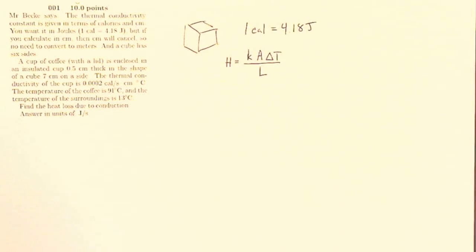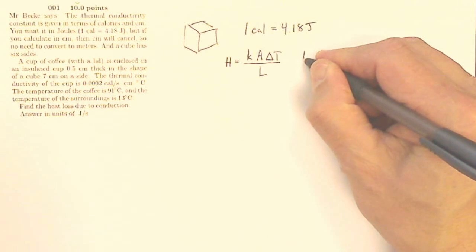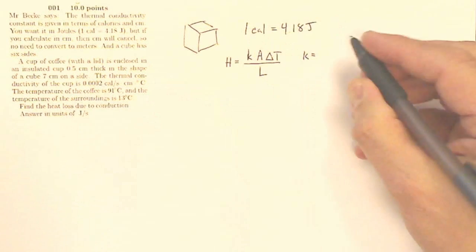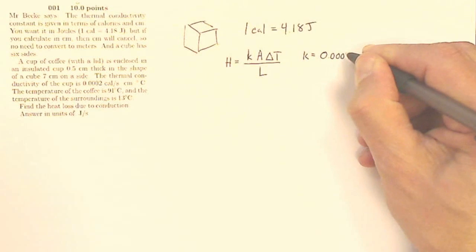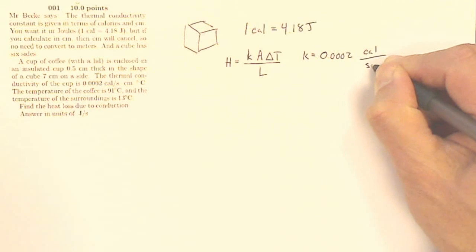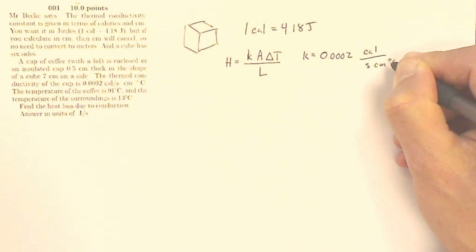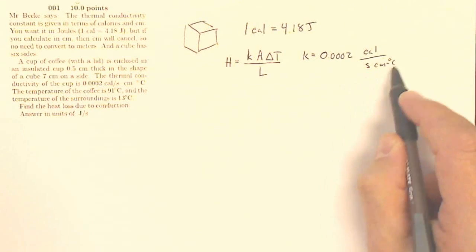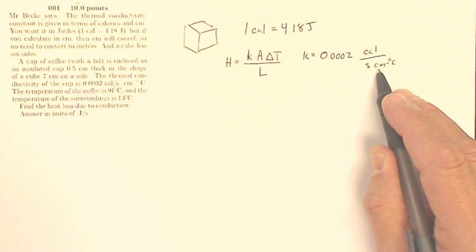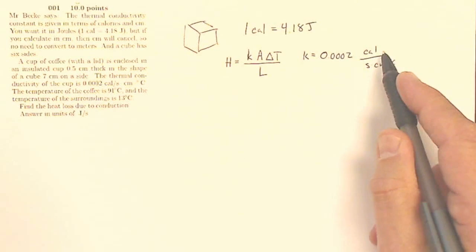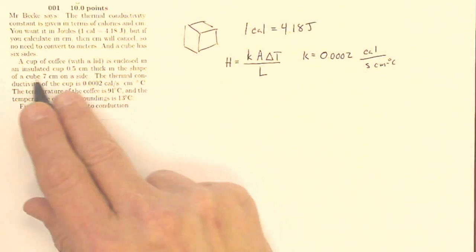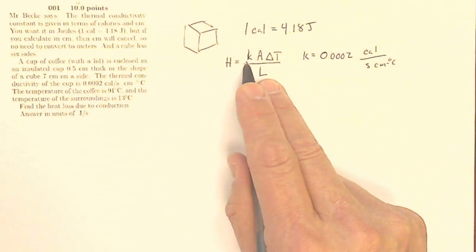has to travel through. So we know that K, in this case, is going to be 0.0002, and this is given in calories per second centimeter degrees Celsius. So this is in centimeters. So when I do this, since my measurements are in centimeters, I'm going to be okay because this is in centimeters, so this will give me an answer in calories. If this were in meters and this were in centimeters, then I would have to convert, but I don't have to worry about that. So now I know K.